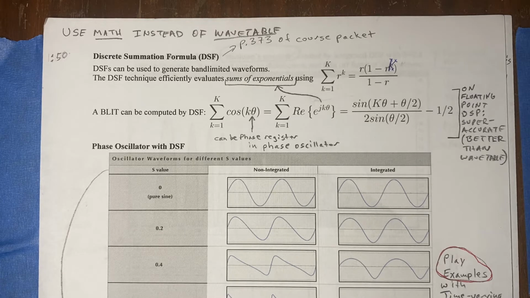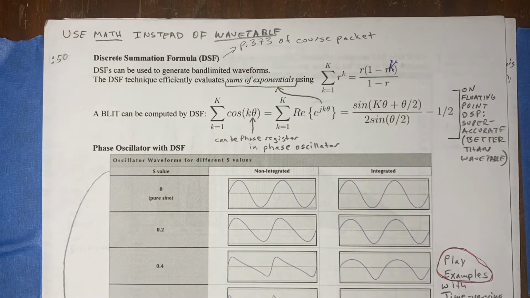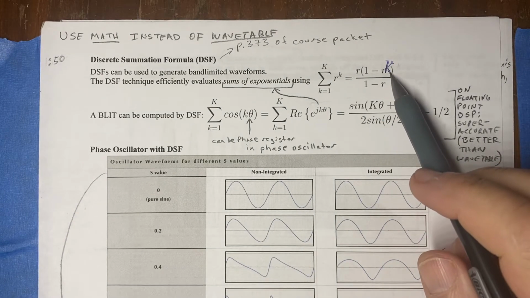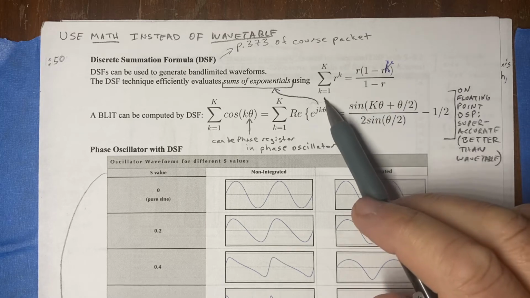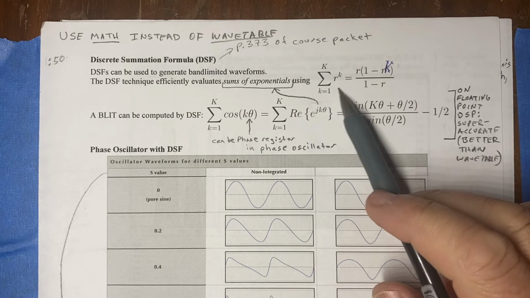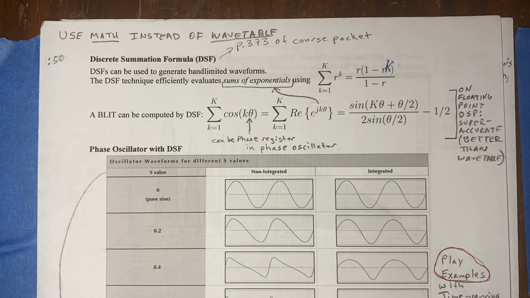So what is a discrete summation formula? Discrete summation formulas are based on sums of exponentials. It's a special trick that works with exponentials. You've seen this, I think, on your PDF. I think I corrected this here. You've seen that the sum from k equals 1 to big K of r to the k has this nice closed form, right? You've seen that in 310 and in other classes. So this sum of exponentials is a super useful thing.